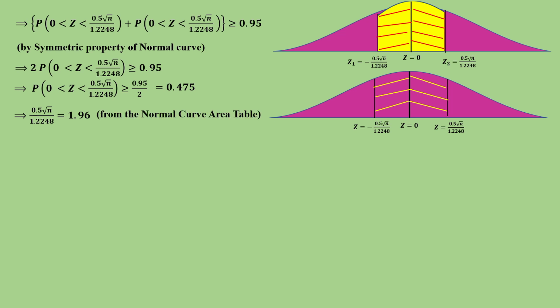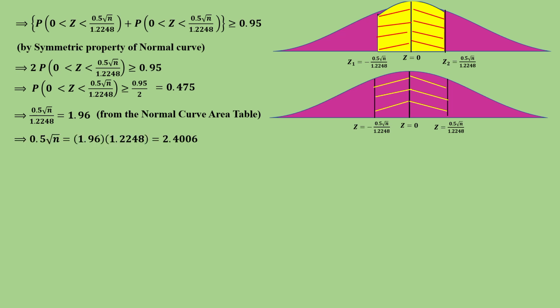If the probability value is 0.475, then probability of 0 less than z less than some number, suppose that number is a, is greater than or equal to 0.475, which you check in the normal table. You take the number from 0 to that particular number, and that number is 1.96.